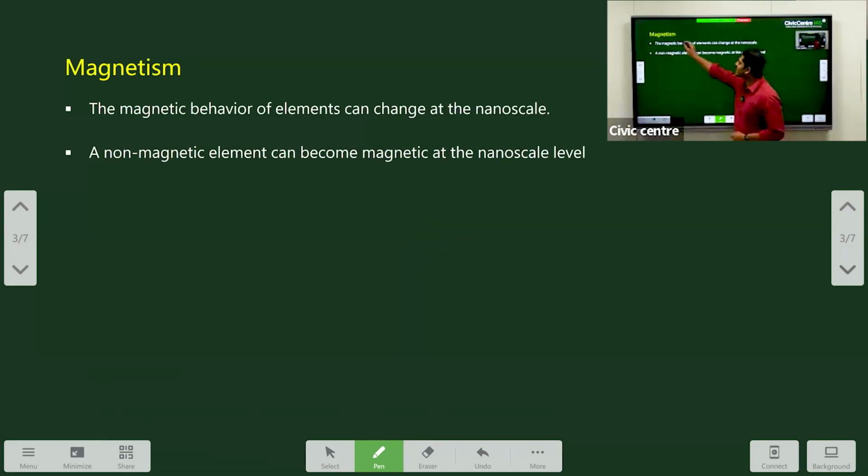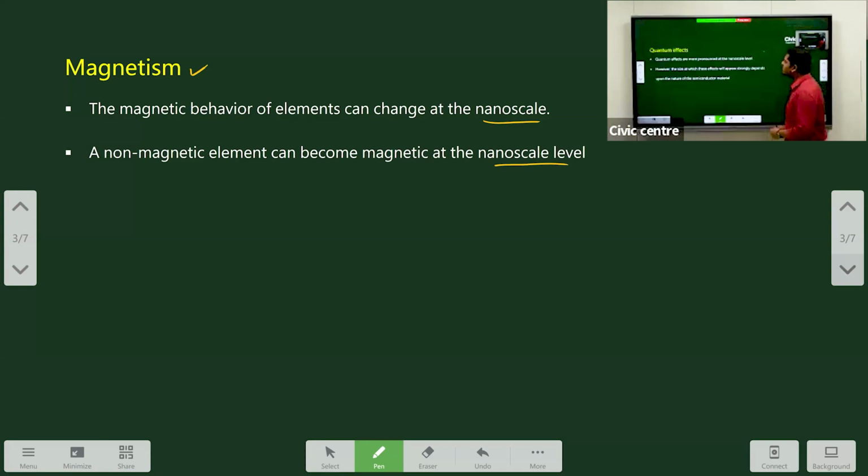Now, coming to the second property. The second property is the magnetism. The point here is that if a material is magnetic at the macroscopic level, it might be non-magnetic at the microscopic level or at the nano level. So the magnetic behavior of the elements can change at the nanoscale. A non-magnetic element can act as magnetic at the nanoscale level.